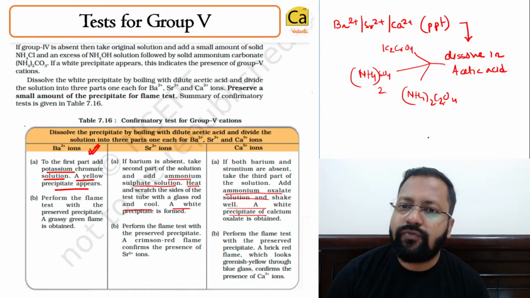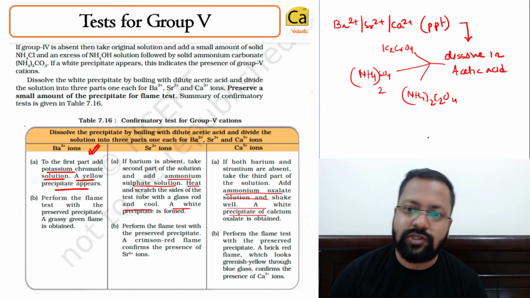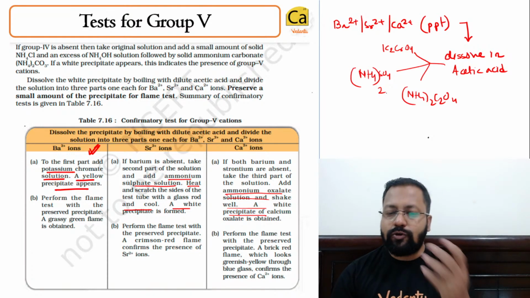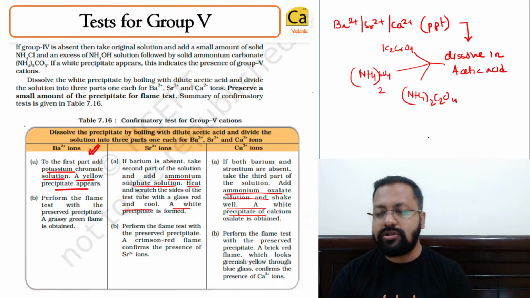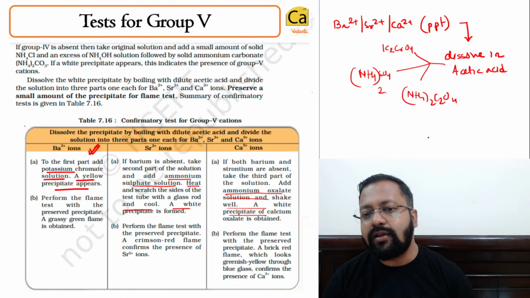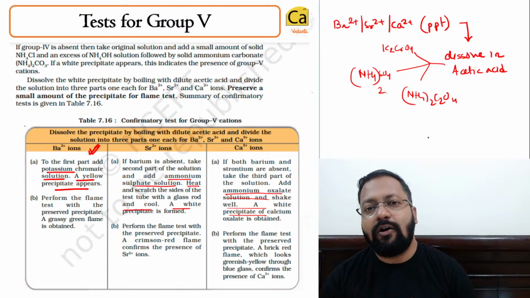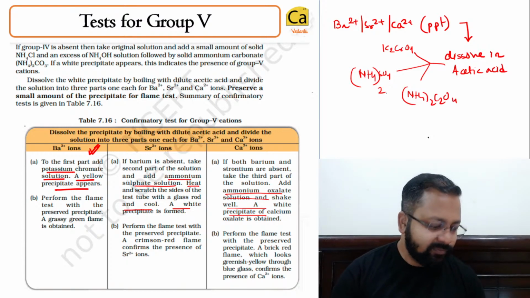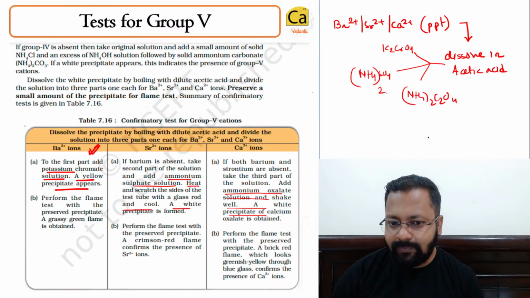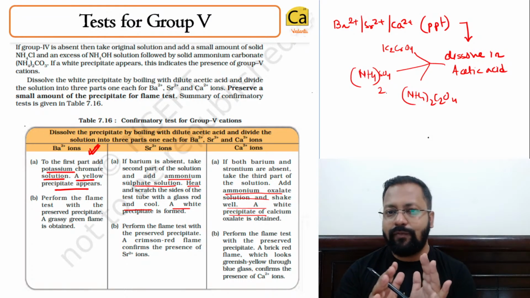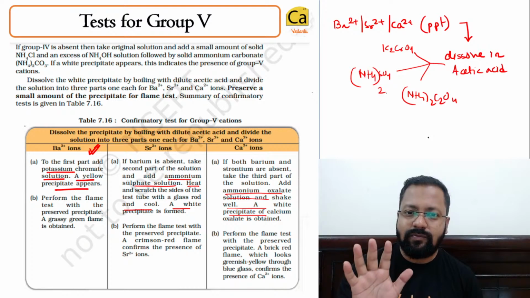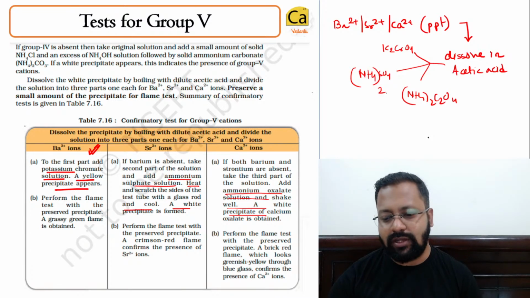First, K2CrO4 is used for detecting barium because barium chromate will be obtained. Ammonium sulfate will be utilized to detect strontium because the strontium sulfate which is obtained is white in color, and ammonium oxalate is utilized to create calcium oxalate, which is white in color. Okay, that is your test for group 5. Remember the colors. If you remember colors, most of your job is done.